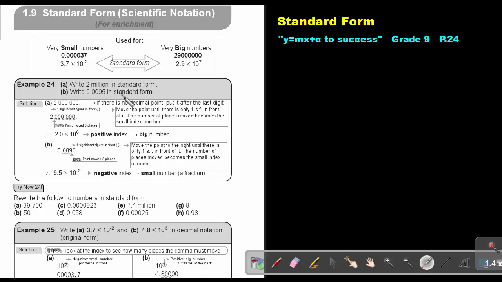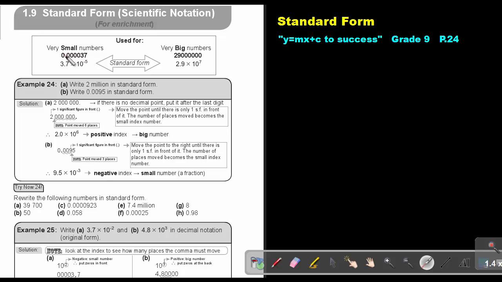And that's why we will write 2.0 times 10 to the power of 6. Okay. If I do it with the next one, write 0.095 in standard form. Now again, I must move this point until there's only one significant figure in front of it. So I start moving it. 1, 2, 3. So it will be 9.5 times 10 to the power of negative 3 because I moved it to the right. It's a small number. If I move it to the left, it's a big number, and then the index will be positive.